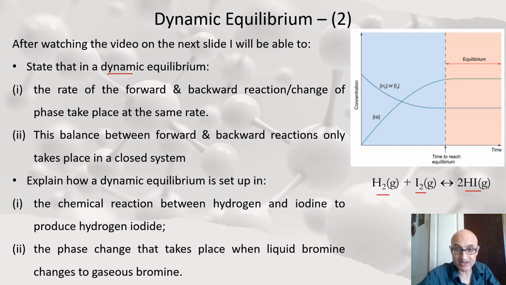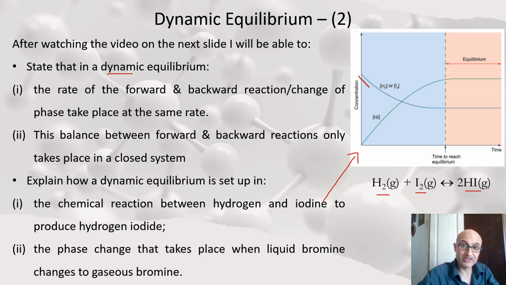As can be seen in this plot over here, at the start of the reaction, the hydrogen and the iodine quickly react to form the hydrogen iodide. Okay? They are not breaking down, they are meeting up and they are forming hydrogen iodide.